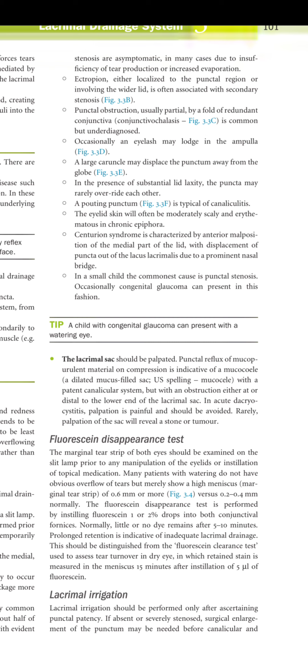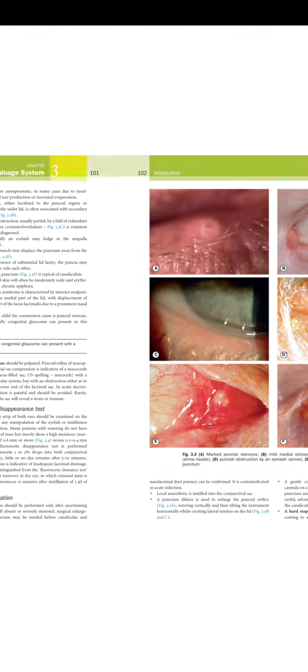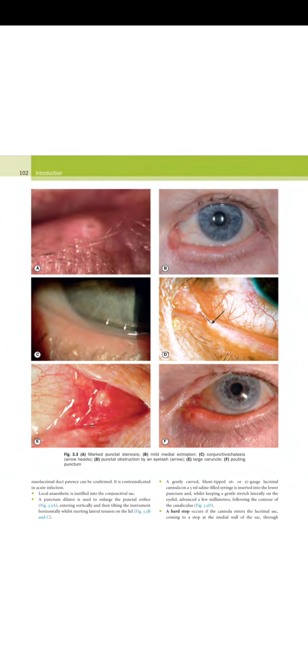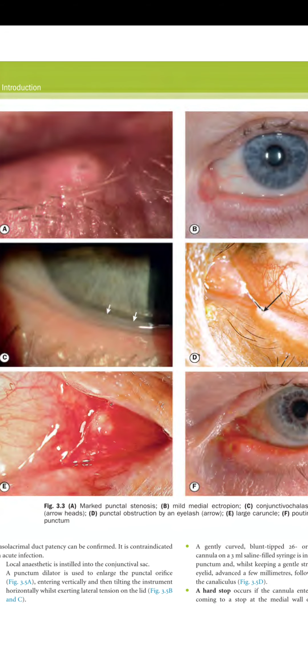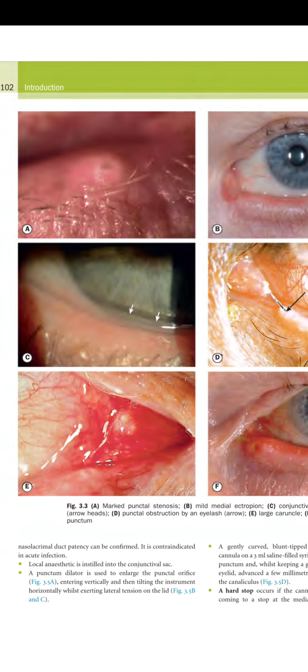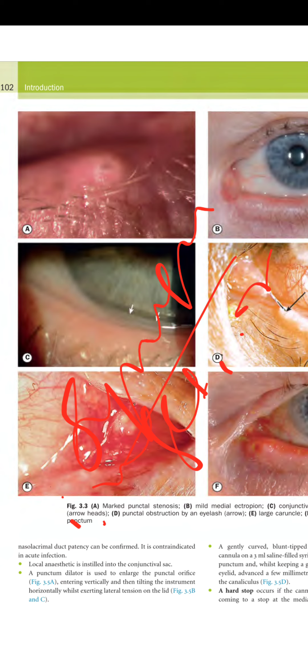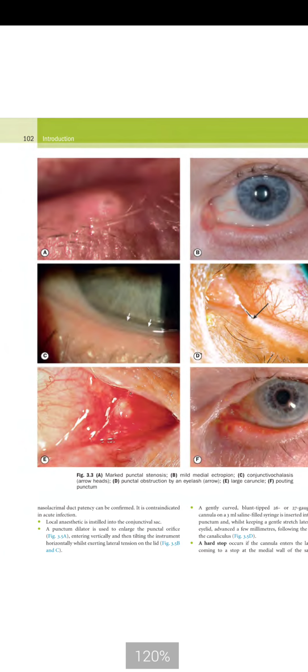Next is lacrimal irrigation. Lacrimal irrigation should be performed only after ascertaining punctal patency. If absent or severely stenosed, surgical enlargement of the punctum may be needed before canalicular and nasolacrimal duct patency can be confirmed. It is contraindicated in acute infection. So basically, you use syringing and you do the irrigation to see where the obstruction or drainage problem is. So these are some pictures.